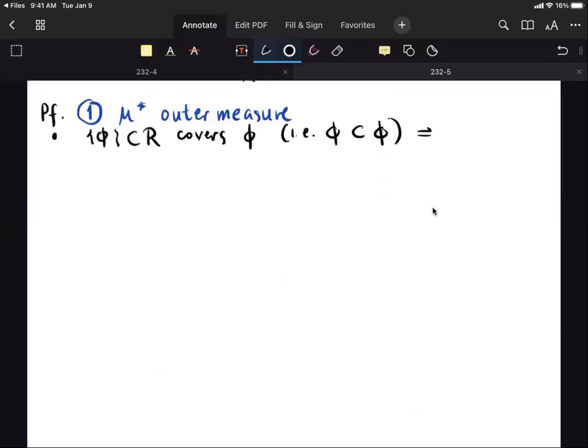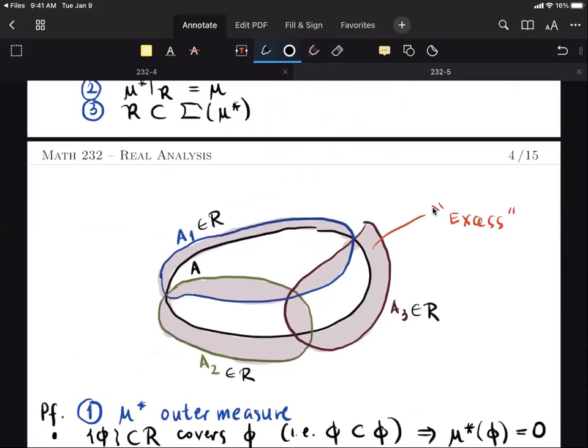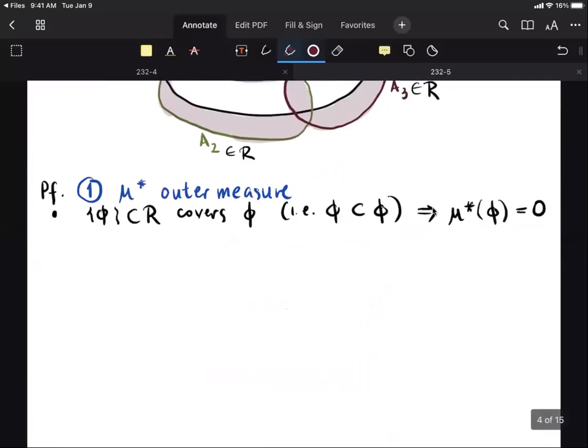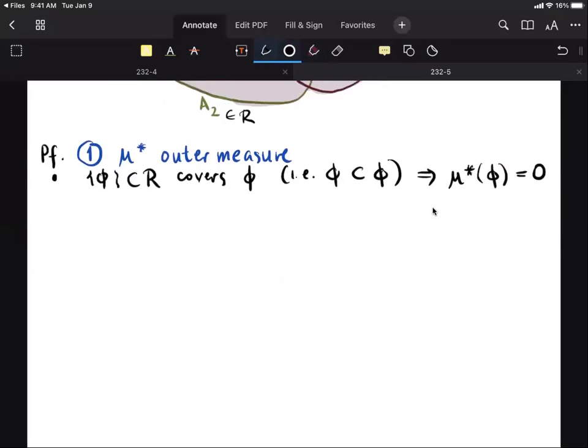Then mu star, which is the infimum, is now 0. Because according to the definition of the infimum, 0 is a lower bound of this collection, since a pre-measure is non-negative, so the smallest value of the pre-measure is indeed 0. Here we have a covering whose sum of pre-measures is 0, that is the empty set. Then this implies that the lower bound 0 is attained. So therefore, the outer measure of the empty set is 0.